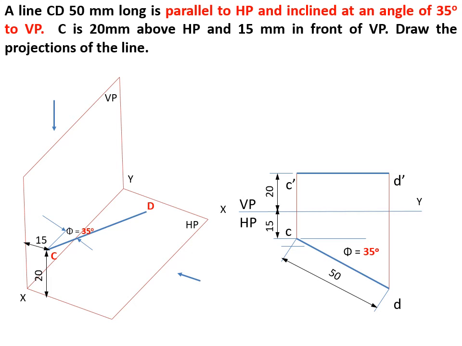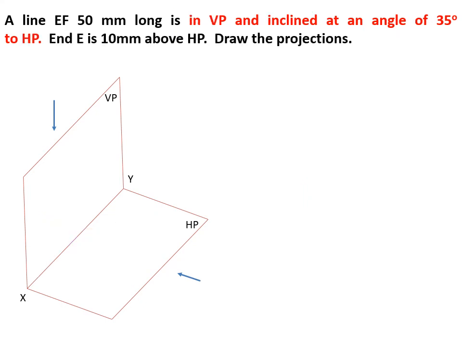We discussed lines parallel to HP and inclined to VP, as well as inclined to HP. Now we are going to discuss a line contained by one plane and inclined to the other. EF is lying in VP, but still it makes an angle of 35 degrees to HP. So what is our top view? From the top view you can see only a line lying on XY. In the front view, you can clearly see the 35 degree inclination, with the point 10 mm above HP.